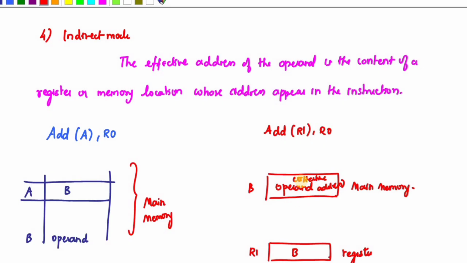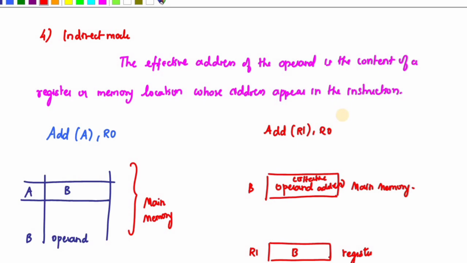After that, the value read is the operand. Now it is added with R0. The operand at the effective address is added with R0.